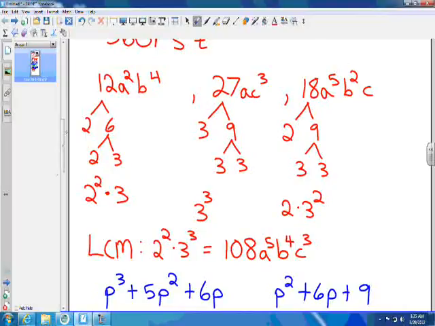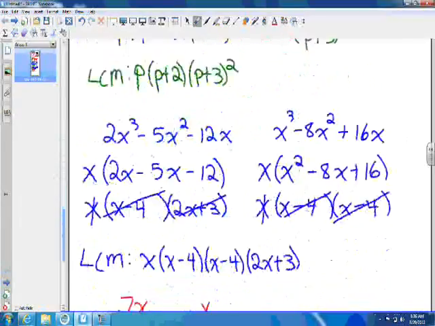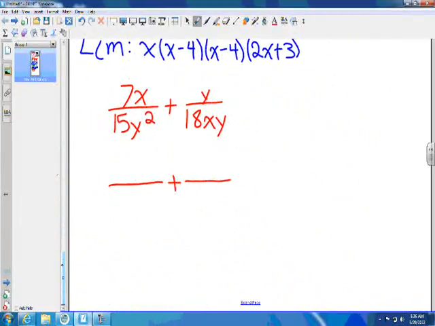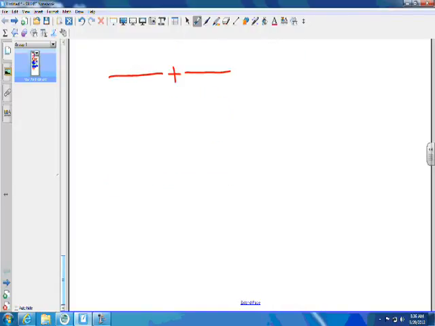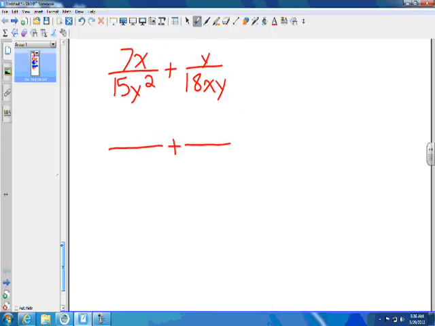That's exactly what you're doing now. You're finding the smallest number that 15 and 18 go into. Anybody got that yet? 90. So here's why I put those two new fractions down there, because now that we know what our common denominator is, we can put that in our new fractions.